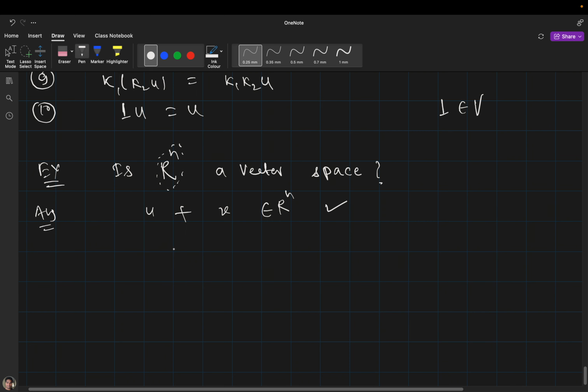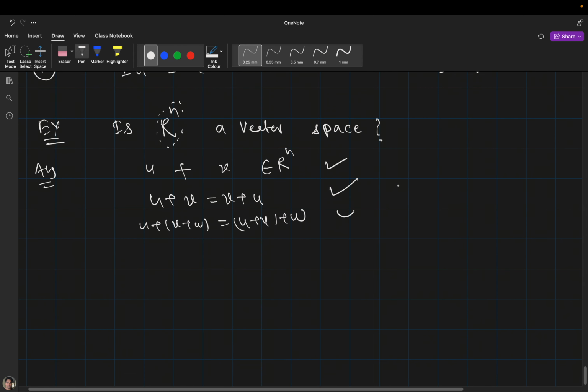Now second axiom. Is u plus v exactly equal to v plus u? That is also true. Now take u plus v plus w. This is also true. I want to say from number 1 to 3, all these three axioms are done, right? Now there is the turn of the fourth axiom.